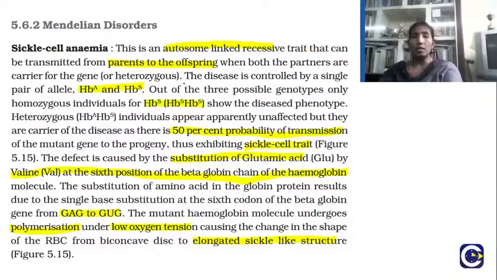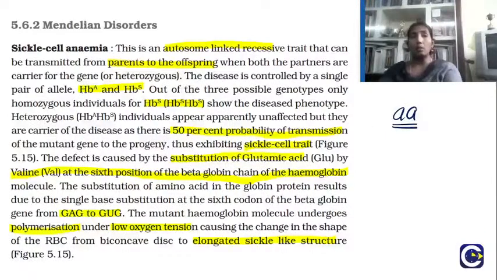So coming to sickle cell anemia, which I already explained, it's an autosomal linked recessive trait. It comes from parents to offspring. I always said, if I say recessive, that means the trait shows only when the recessive allele is present in both copies. If both the partners are carriers for the gene, they are in the heterozygous state.